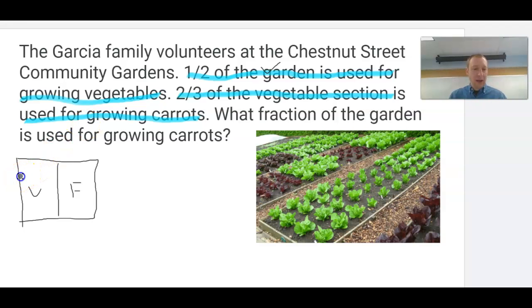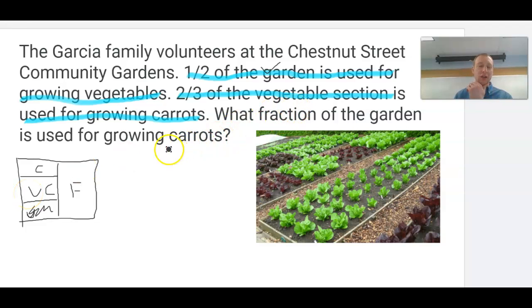2/3 of the vegetable section is used for growing carrots. So that means that 2/3 of this section, if we split this section into 1, 2, 3 equal parts, well, 2/3 of them are for carrots. We could say this section's for carrots, this section's for carrots, and then this section's for something else, some other vegetable. So we'll just keep the V in there for vegetable.